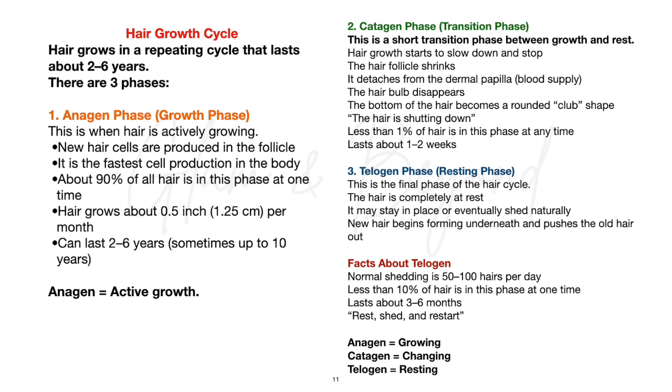Second phase is the catagen phase. We call this the transition phase. This is a short transition phase between growth and rest. Hair growth starts to slow down and stop. The hair follicle shrinks. It detaches from the dermal papilla, the blood supply. The hair bulb disappears. The bottom of the hair becomes a rounded club shape.